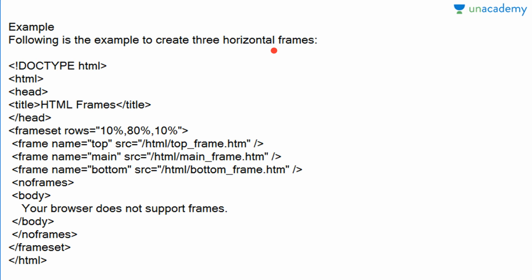Following is the example to create 3 horizontal frames. Let's see how we can create 3 horizontal frames. First we write doctype html, then we write the html tag, then the head tag, then we write title HTML frames, title close, head tag close. Then we don't write the body tag in this frame, but we start with the frameset. Frameset rows equals 10%, 80%, 10%. Means we are dividing the complete horizontal frames into 10%, 80% and 10%.